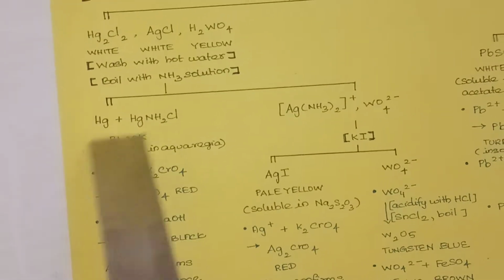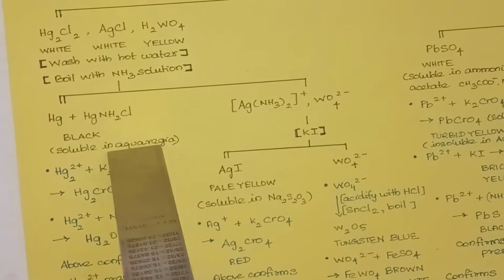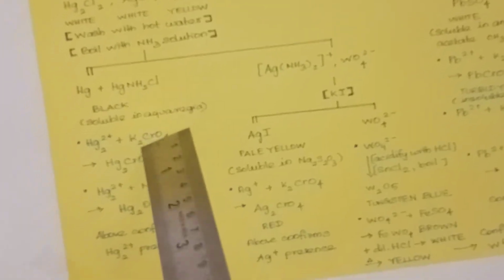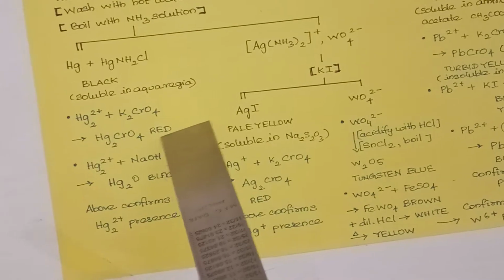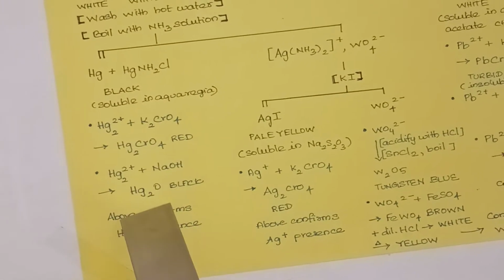To the PPT, it is aqua regia soluble. After dissolving it, you just add potassium chromate. Potassium chromate is yellow in color. On adding that, you will get red colored mercury chromate.